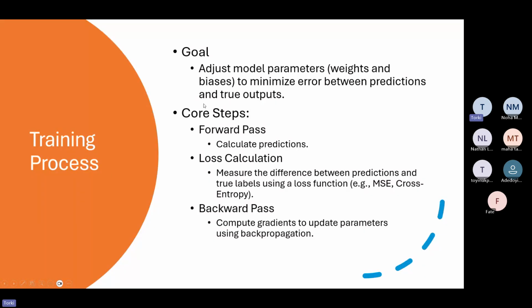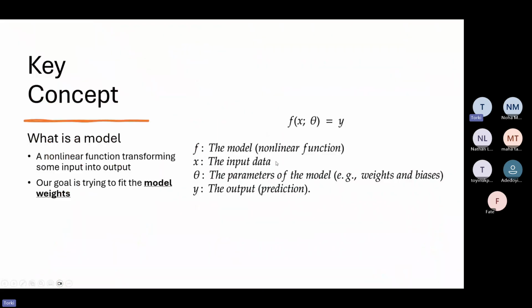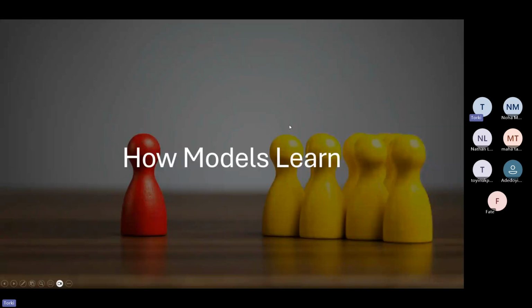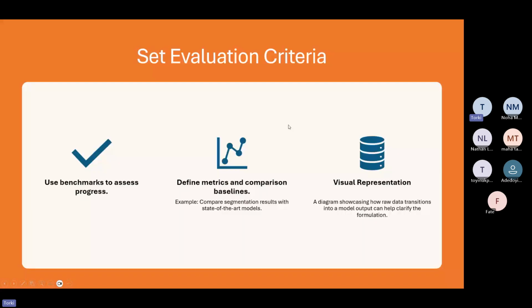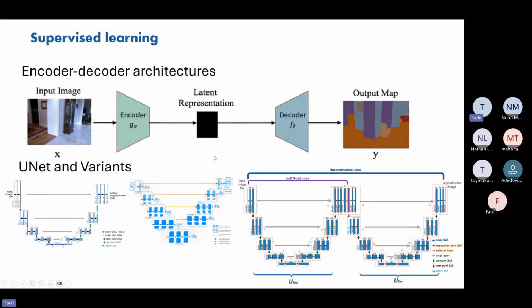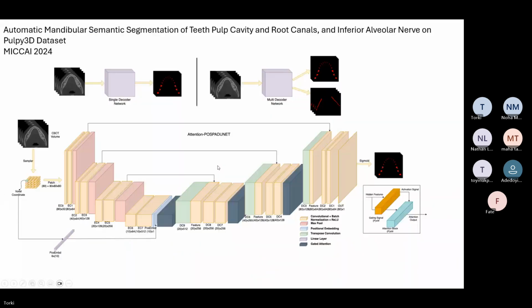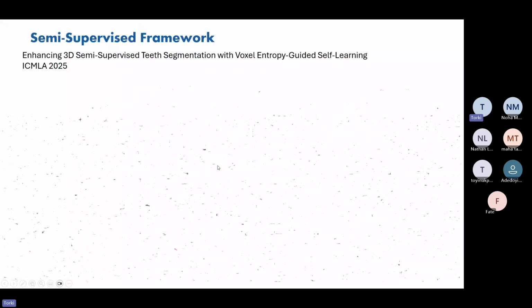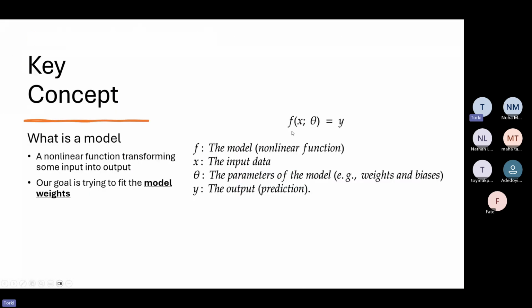So the core steps, after you define your model: what is the function f? In our problems, the function f is this one. Maybe UNet, maybe VNet, maybe WNet, maybe another architecture. So this is the function that is called the f function. What is the x? X is the input image. What is the y? Y is the predicted output.